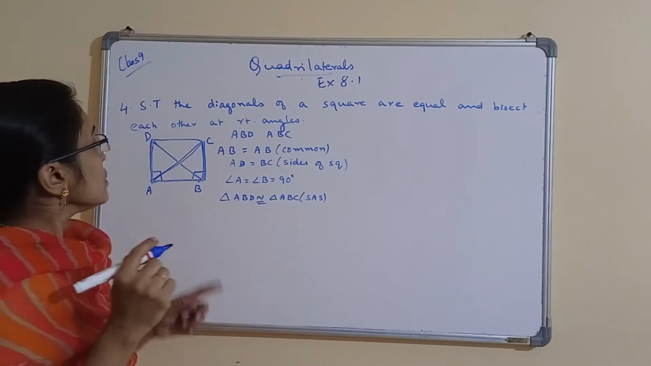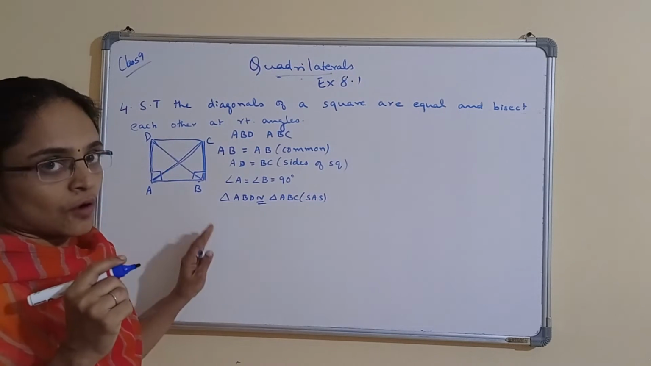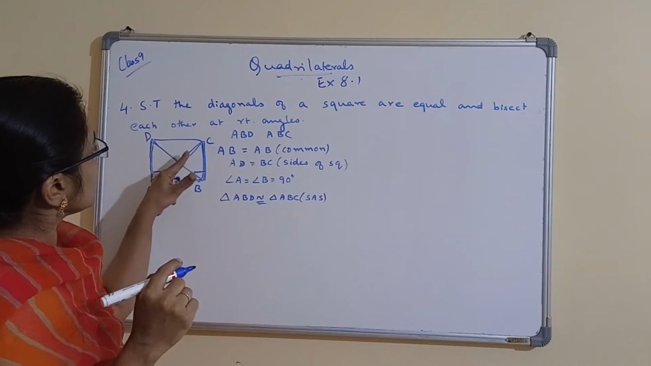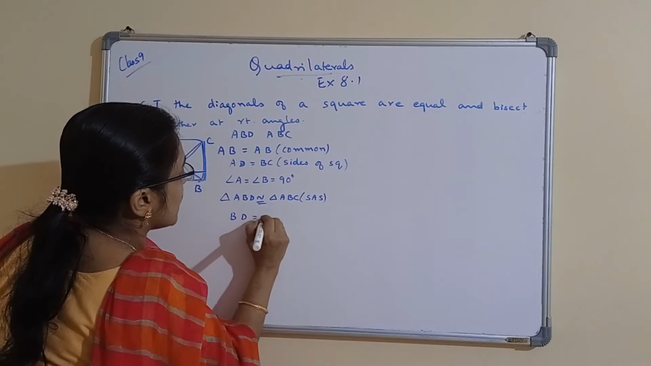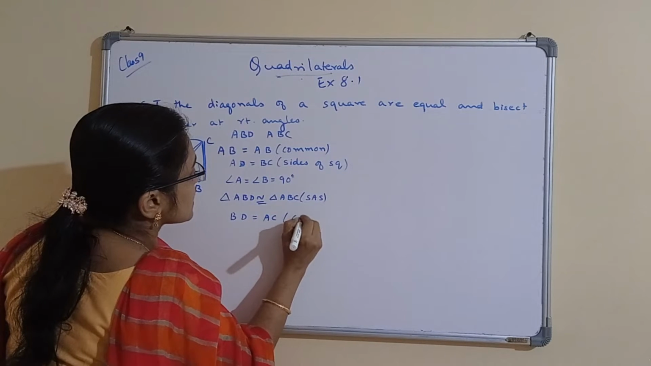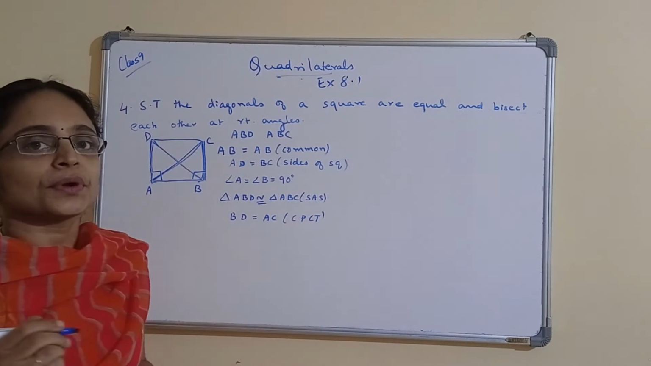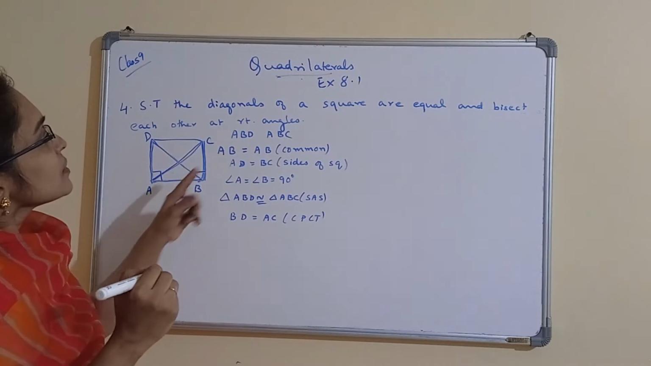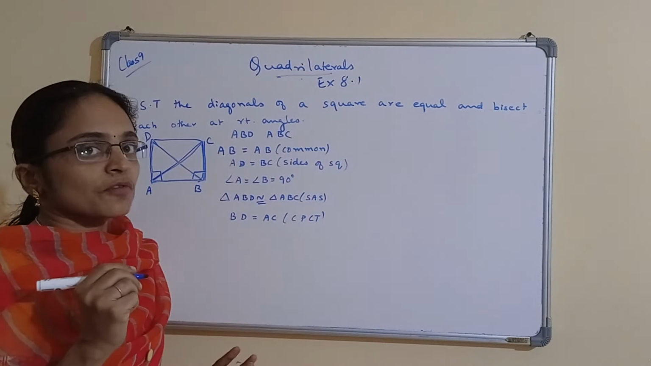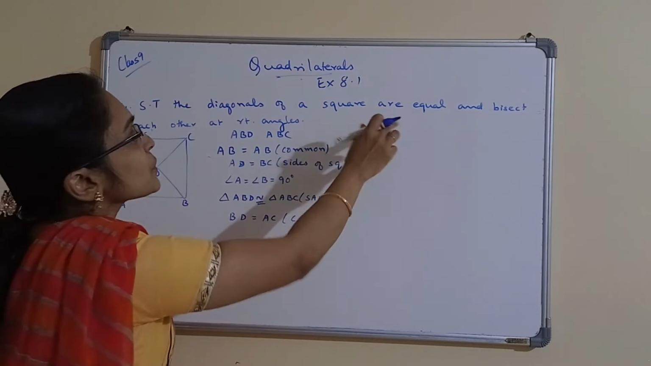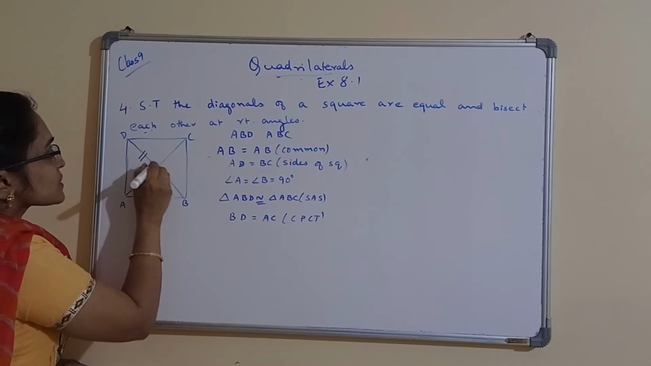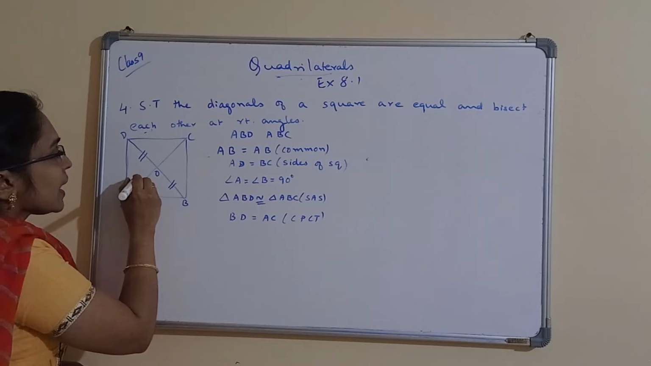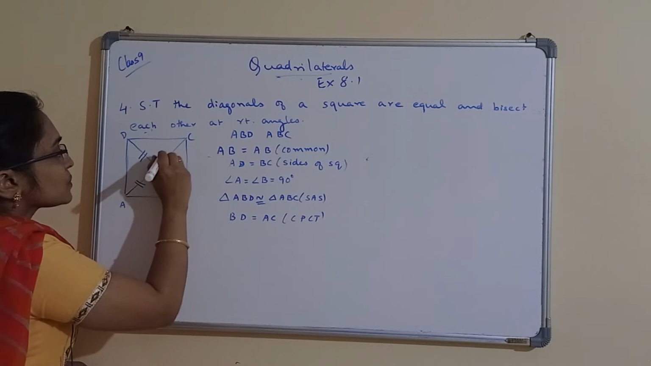So we got these two triangles are congruent, which means BD is equal to AC by CPCT, that is corresponding parts of congruent triangles rule. So we have proved that diagonals of a square are equal. Now we have to prove that they bisect each other, that is OD is equal to OB and OA is equal to OC.